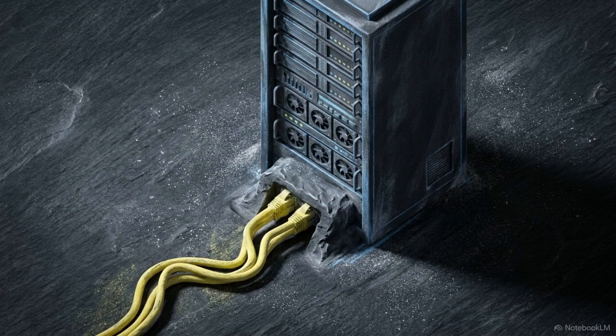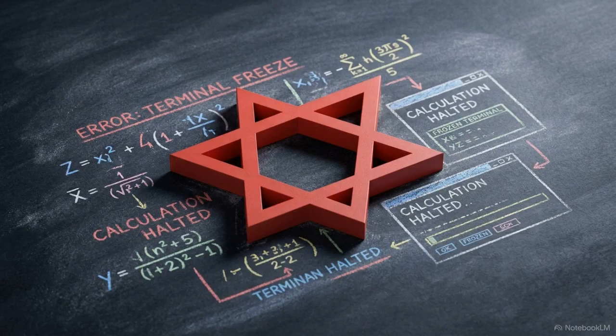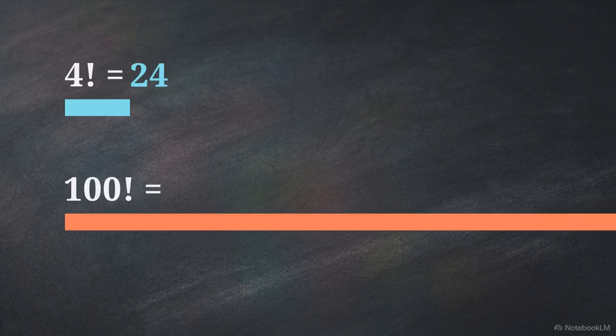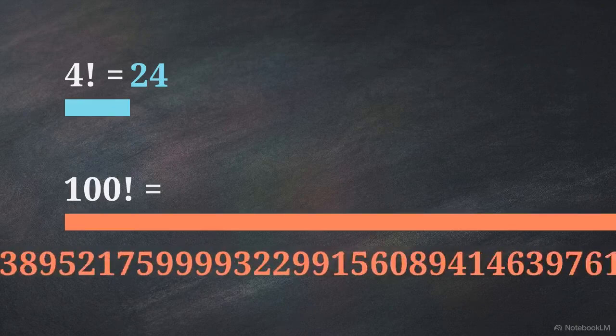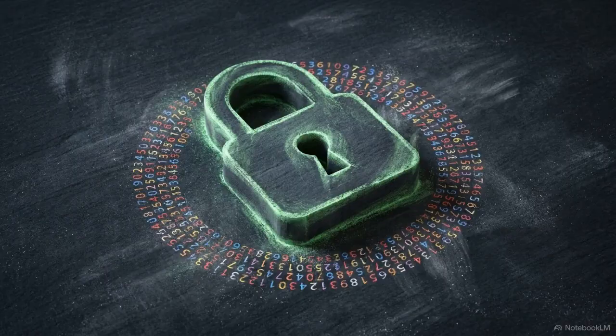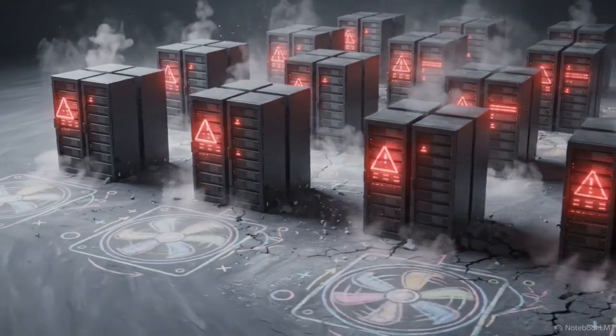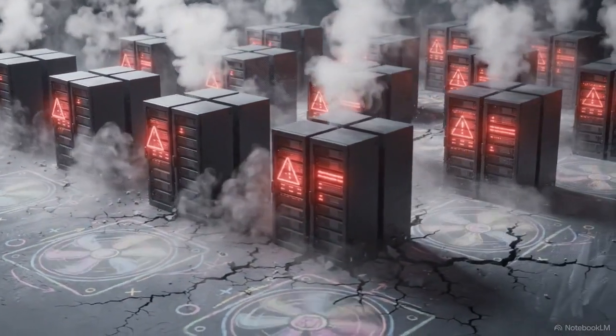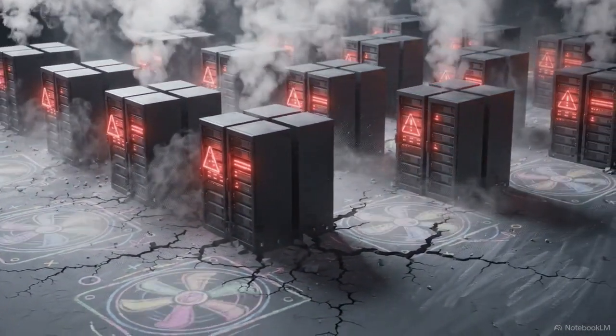in cybersecurity. However, it faces a physical barrier known as factorial explosion. While the factorial of 4 is only 24, the factorial of 100 results in a number that is 158 digits long. The primes used in encryption are hundreds of digits long. Calculating the factorial of a number that size would produce a result so large it would exceed the storage capacity of every computer on Earth.